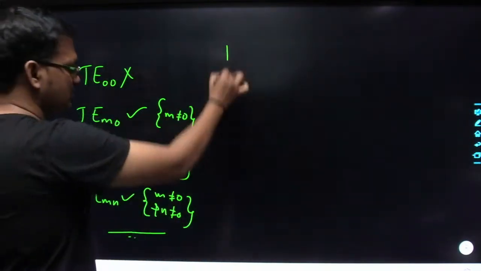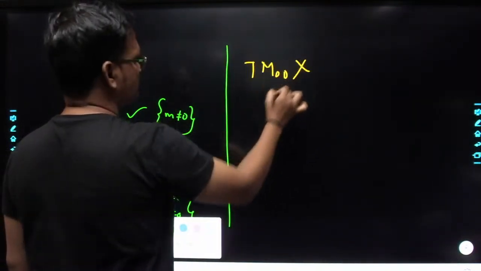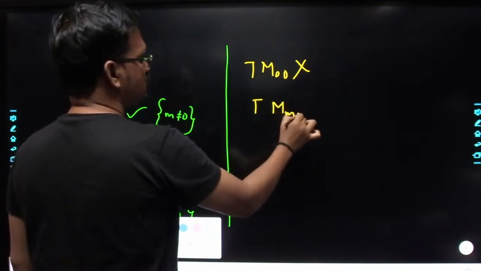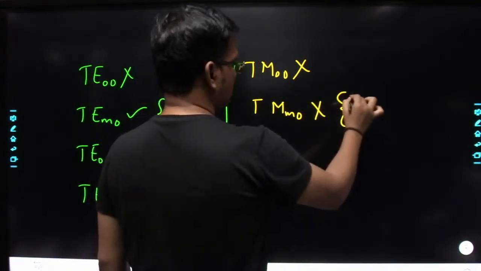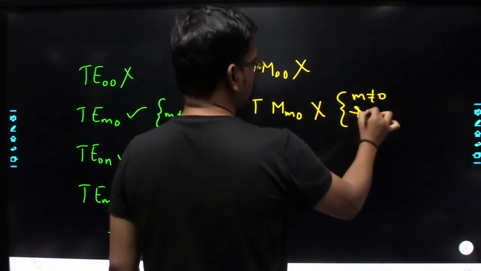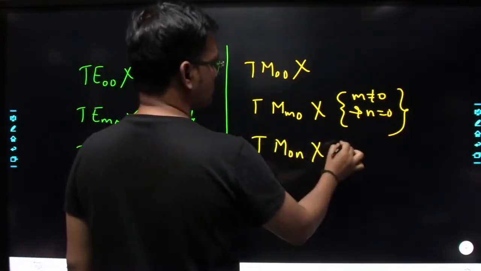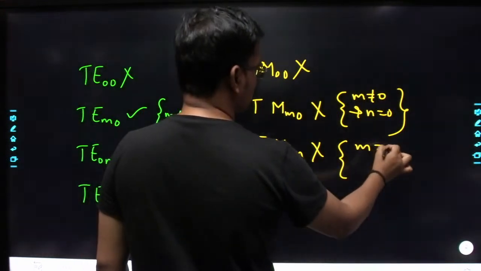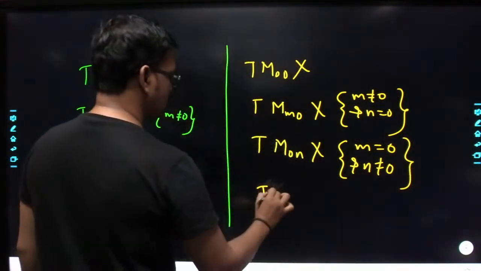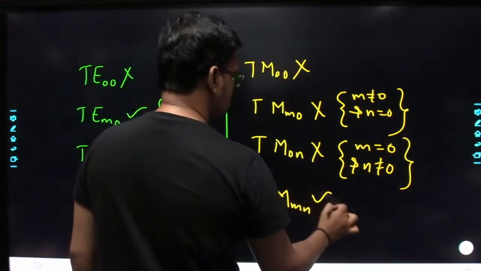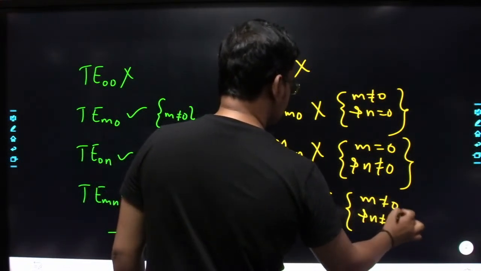Okay, similarly if you consider TM mode, TM00 mode is not possible, we know that, and TMm0 mode is not possible, right, for m not equal to 0 and n equal to 0, and TM0n mode is also not possible, that is for m equal to 0 and n not equal to 0, right? And we know that TMmn mode is the only mode that is possible for m not equal to 0 and n not equal to 0, right?